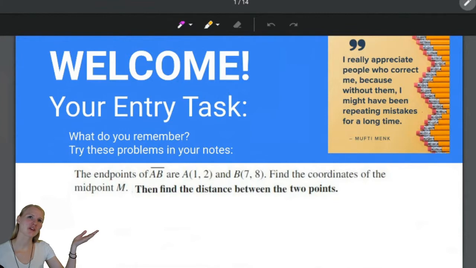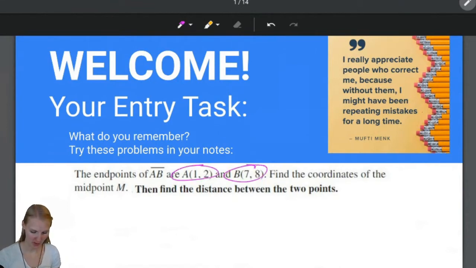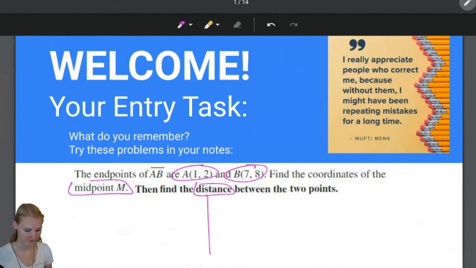You know what to do: pause the video, try this problem in your notes, and then unpause it to do it with me. We are told that the endpoints of AB are this point and this point. Find the coordinates of the midpoint, then find the distance between the 2 points. Okay. So we want the midpoint and we want distance. So I'm going to do midpoint over here and distance over here.